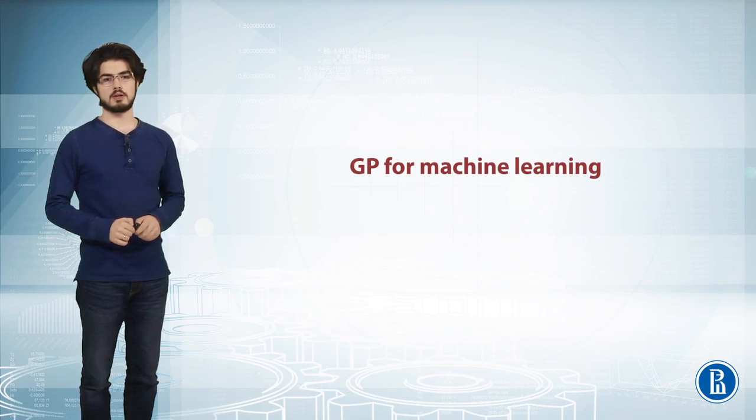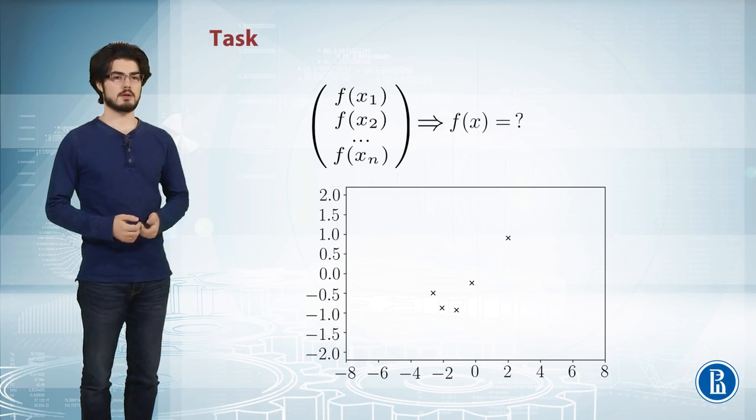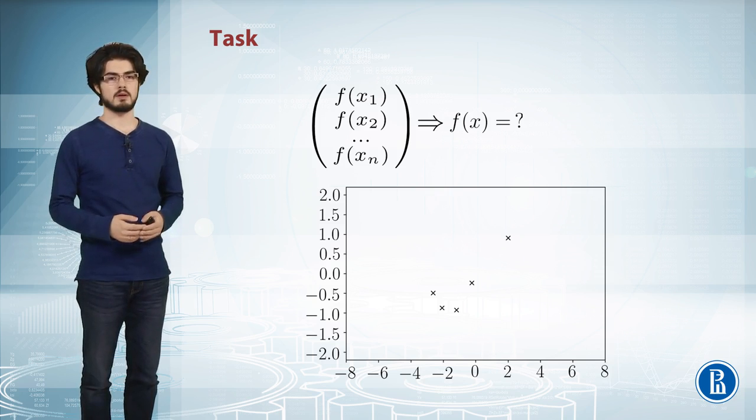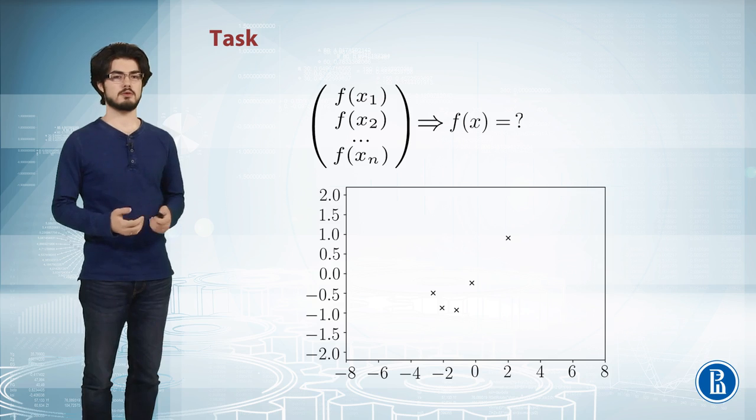Now that we know what Gaussian processes are, let's see how they can be applied to machine learning. So you have some points, x1, x2, and so on, xn, and you know the values for them. Those are f of x1, f of x2, f of xn. And normally what you'd like to do is to predict the value of the function at a new point x.